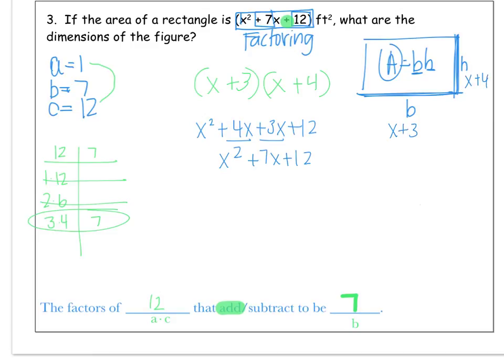Now, since I'm multiplying, those could be switched. This could be x plus 4 and this could be x plus 3. But those are the dimensions of the figure. This is an x plus 3 by x plus 4 rectangle.